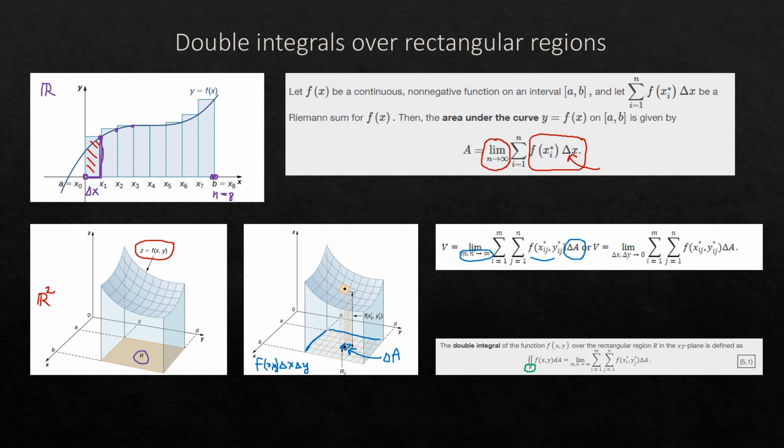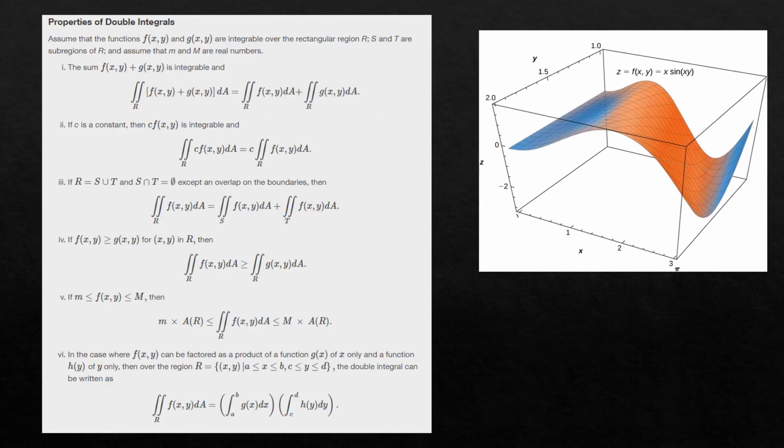So for the rest of the lecture, we're just going to focus on computing double integrals. There's one more thing that I'd like to do before jumping into computational problems, and that's to discuss some properties of double integrals. So first, we have that the sum of two functions, if it's integrable, then we can split up the integral into a sum. So this one right here says if we have a sum in the integrand, then we can split this up into two integrals and add them up.